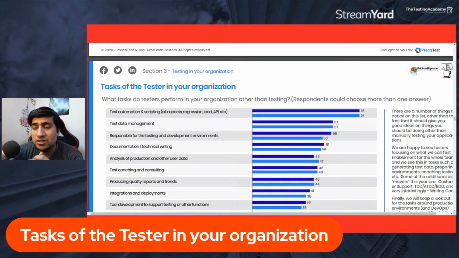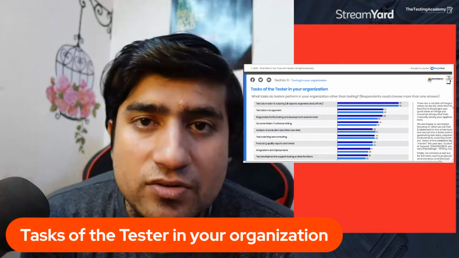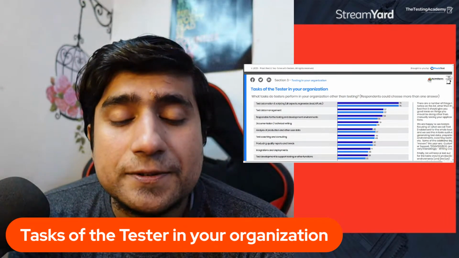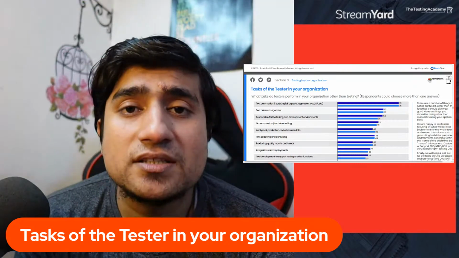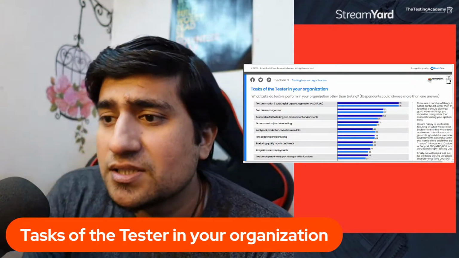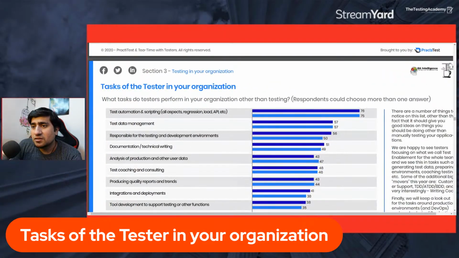That's why they are giving you these kinds of answers, like creating test automation scripts, test data management, responsible for testing, documentation analysis and testing. So the majority of the people are creating scripts only, right? I think this is pretty straightforward, because if you are any kind of software tester or automation engineer, the only task that most of the time you will be doing is creating these scripts, right?